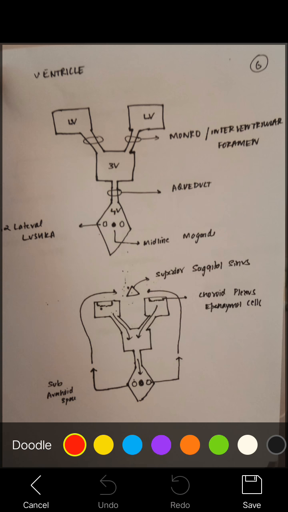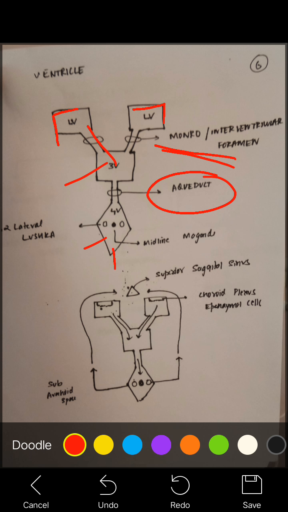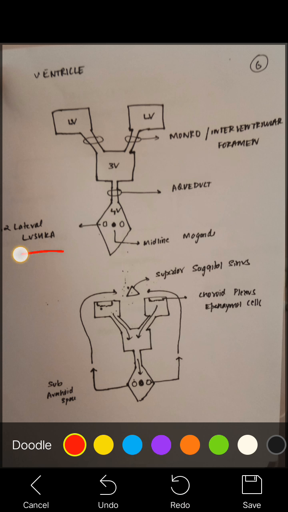Now how does the CSF flow? CSF is produced in the lateral ventricles. It comes to the third ventricle by passing through the foramen of Monro, also called the interventricular foramen. From the third to the fourth ventricle it comes through the aqueduct of Sylvius. From the fourth ventricle it can get into the central spinal canal. But it can also get out through the midline foramen of Magendie and the two lateral foramina of Luschka.